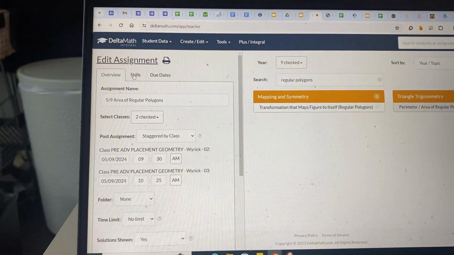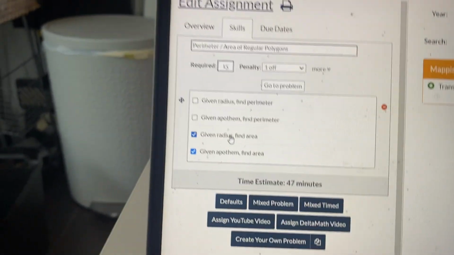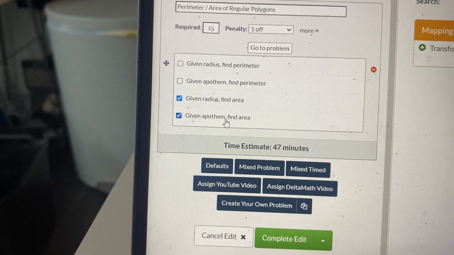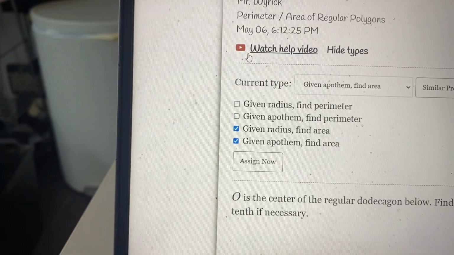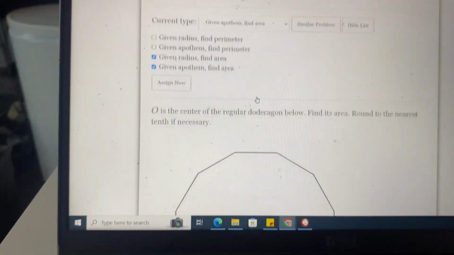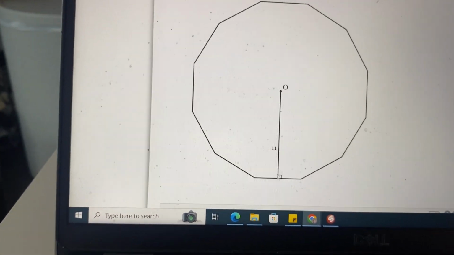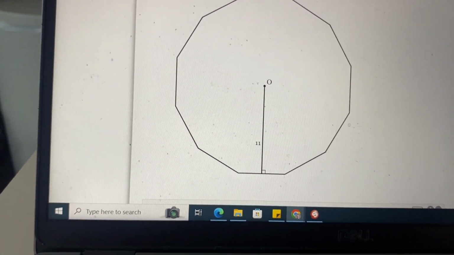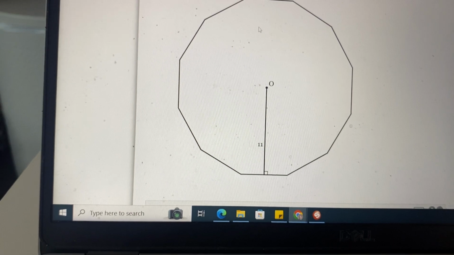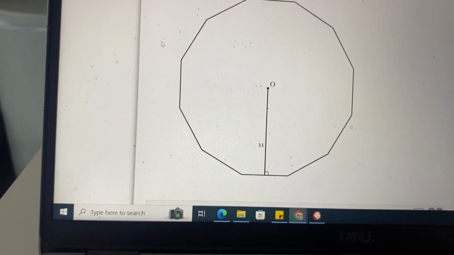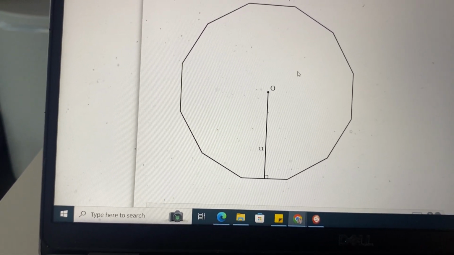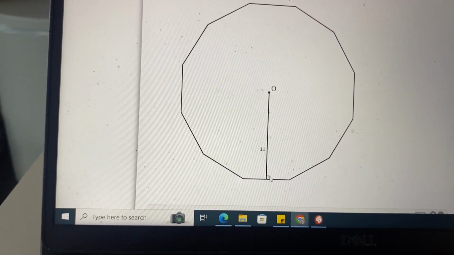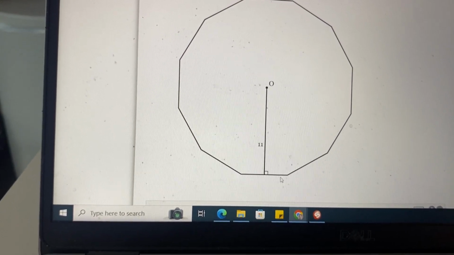The Delta Math, if I can find it real quick, 5.9, area of regular polygons. It's not going to pop up immediately. I've limited this to just given the radius, find the area, or given the apothem, find the area. So you go to the problem, and you can see they give us the apothem on this one. We know it's a dodecagon, so I believe it's 12 sides. 1, 2, 3, 4, 5. So yeah, 12 sides. 360 divided by 12 is going to be 30. So this would be a 15-degree angle that we can use to find the side down here and do the math that way.